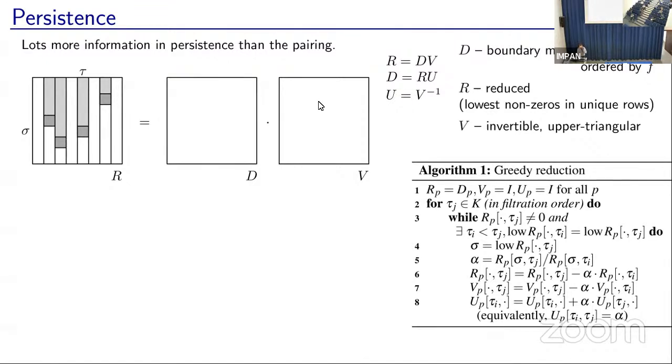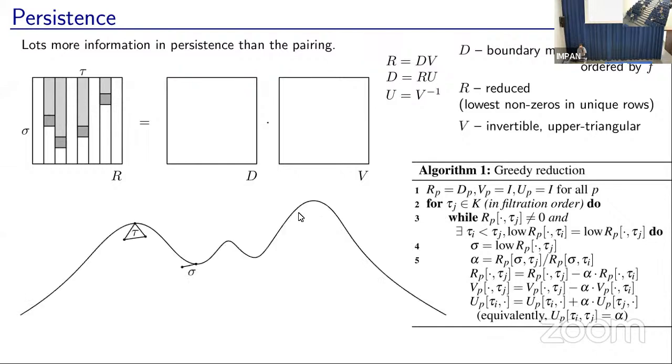So you can think of persistence computation as a decomposition, and this is what's recorded in this R equals dV picture. The intuitive interpretation that's useful to keep in mind: if I have some function, I think of this as a landscape, and sigma is an edge that creates a one cycle, and tau is the triangle that kills this one cycle. Then the column R of tau really stores exactly this one cycle that's being created by sigma, and sigma is the highest simplex in the cycle.